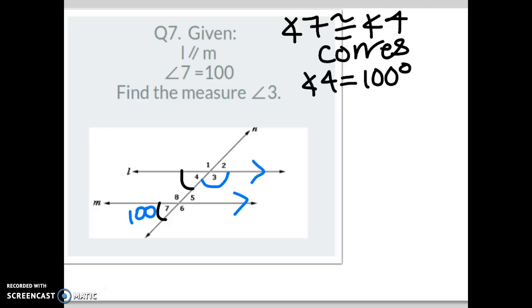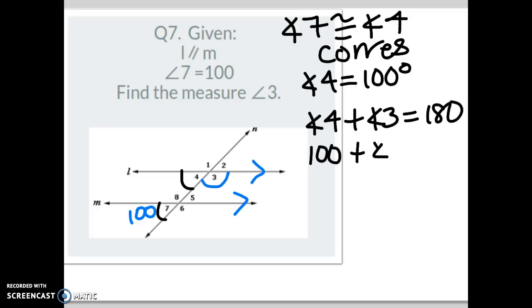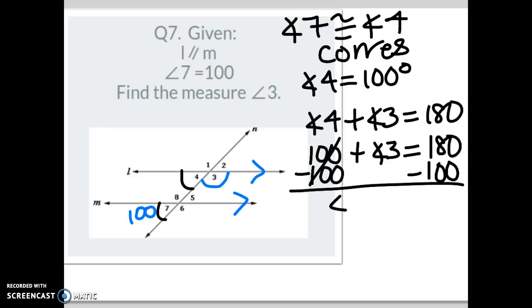And because line L is a line and it's parallel, we know that if I take angle 4 plus angle 3, I should get 180 degrees. Now it's just a matter of substituting in to find my angle. I like algebra. Angle 3 is 80 degrees. Great job, everyone.